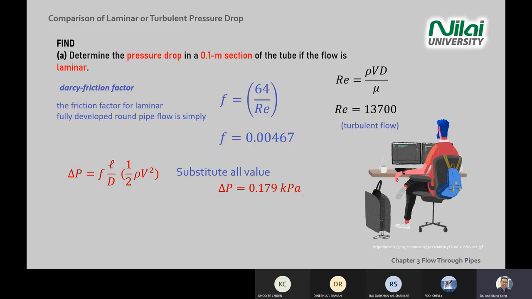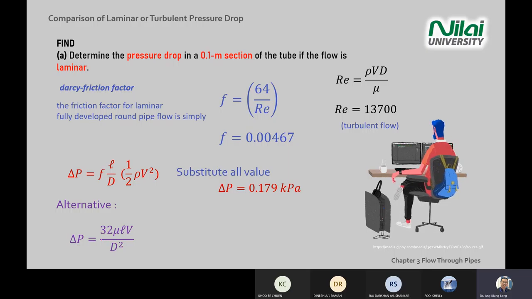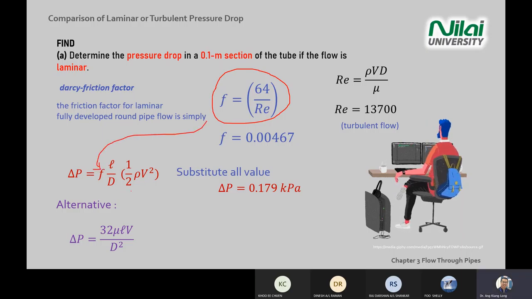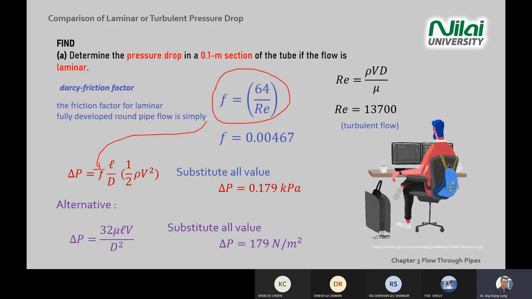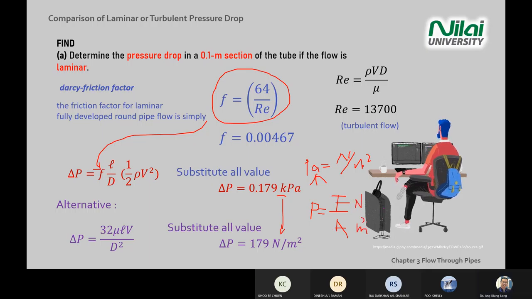It's quite direct. Then you can go for the standard calculation also if you want to try. Another calculation is to substitute this whole thing straight into here, and then rearrange the equation, you still get 32 mu and so on. You will get 0.79 kilopascal also. It's the same. One is in kilo, one is in Newton per meter square, because Pascal equals Newton over meter square. What is Pascal? Pascal is pressure. What is pressure? Pressure is force divided by area. What is the unit for force? Newton. What is the unit for area? Meter square.